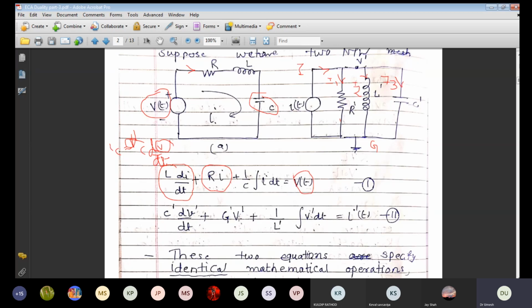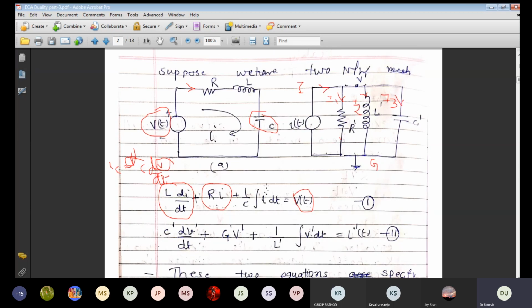Now you can write the equation this way: V dash upon R dash, where 1 upon R is equal to G. We have written one parameter G here.